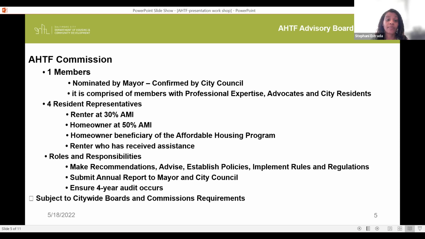Some of their roles and responsibilities are to make recommendations to DHCD, advise, establish policies, and implement rules and regulations. They have to submit an annual report to the mayor and city council, and they need to ensure a 4-year audit occurs. The commission is subject to citywide boards and commission requirements.